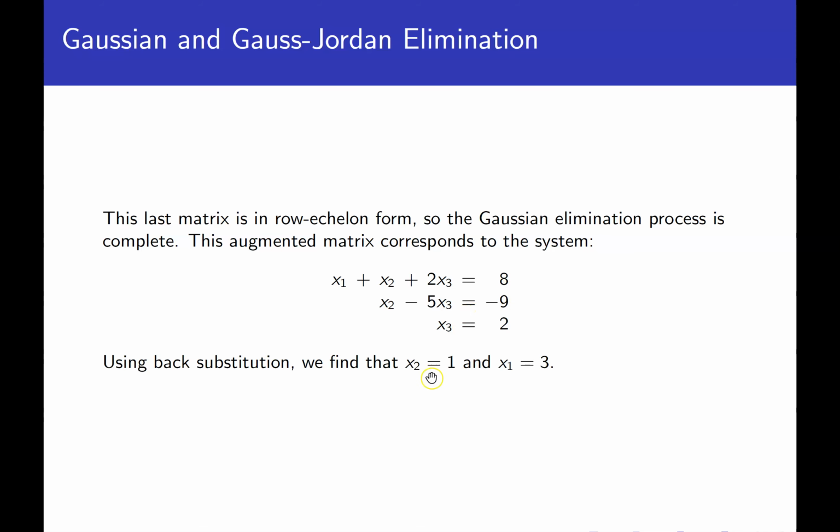So using that back substitution, if you plug in 2 in for x3 and solve, you'll get that x2 equals 1. Plug in 1 for x2 and 2 for x3, and you'll get 3 for x1. So you can see again why using the Gaussian elimination is a straightforward way to get the solution to the system of equations.